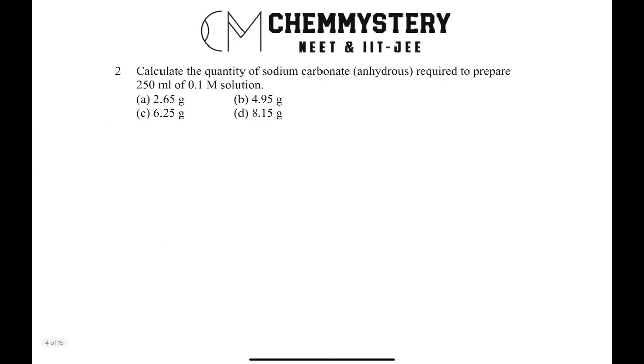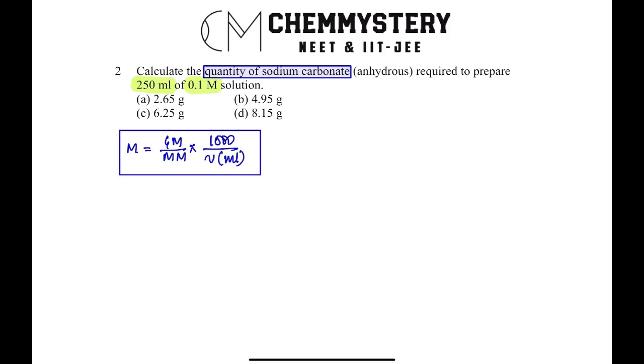Next one. Calculate the quantity of sodium carbonate. Again, you need to calculate the quantity, that is the mass of the sodium carbonate required to prepare the solution. The volume of the solution is given and the molarity of the solution is given. Same as the previous question. Molarity is equal to given mass of the solute by molecular mass of the solute, into 1000 by volume of the solution in ml. Done.